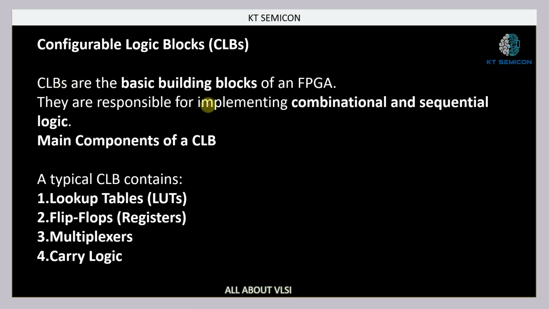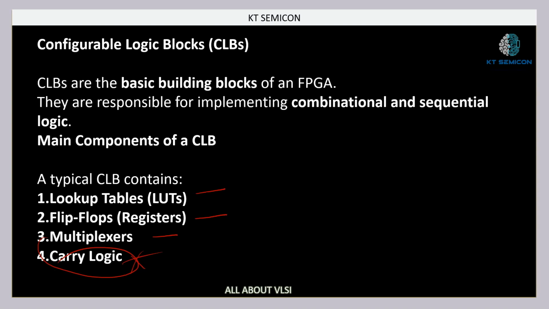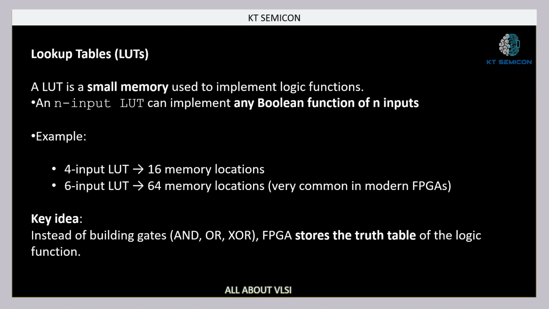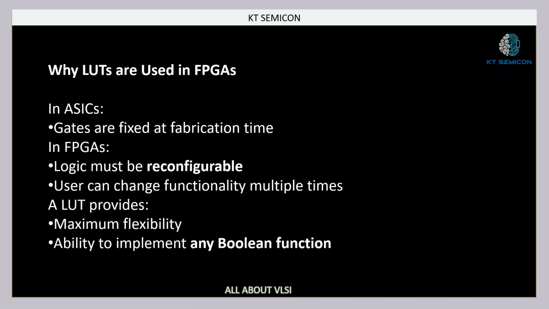So this is what we have written. CLBs are basic building blocks, which have lookup tables, flip-flops, multiplexers, and carry logic. I haven't implemented carry logic because I don't want to make it so complicated right now; we will discuss step by step. For lookup tables with 4 inputs, we have a total of 16 memory locations, and for 6 inputs, we have 64 memory locations. Instead of building AND gates, OR gates, or XOR gates, the FPGA stores something known as the truth table of the logic function. This is the definition of LUT.